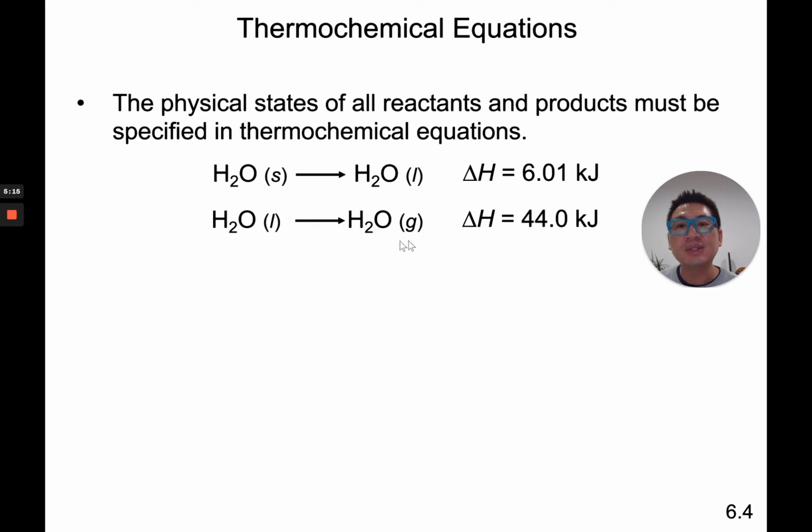Here, liquid to gas, water to steam, to gaseous steam. It takes 44 kilojoules of energy. It absorbs 44 kilojoules of energy to turn water into steam. Only 6 kilojoules of energy are required to melt 1 mole of ice into water. So the state of matter here, liquid to gas, does matter.